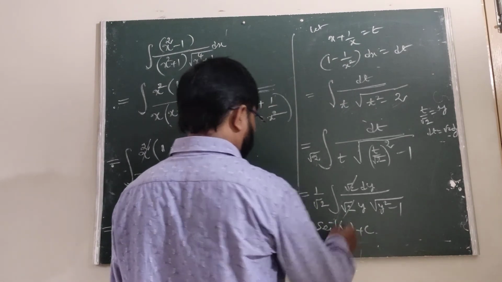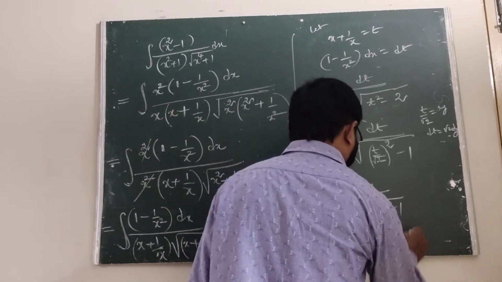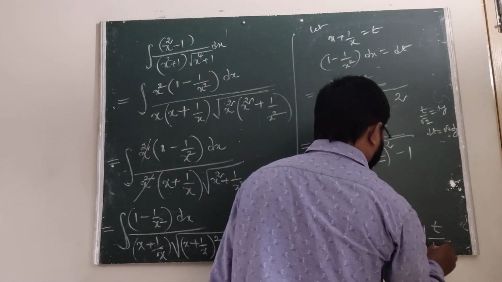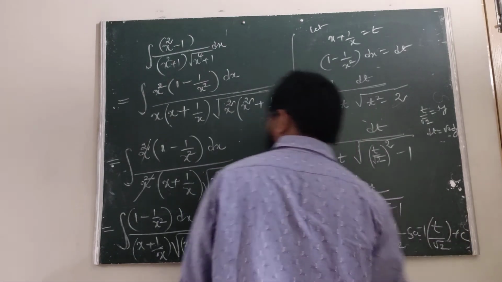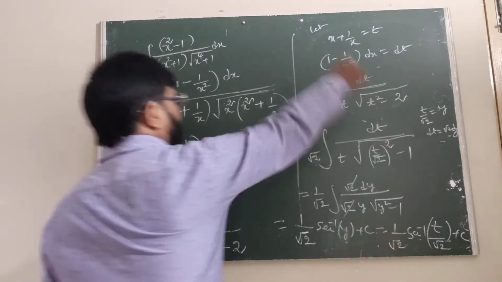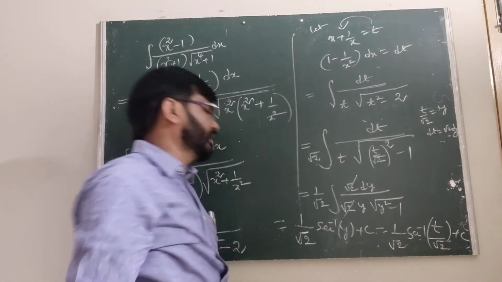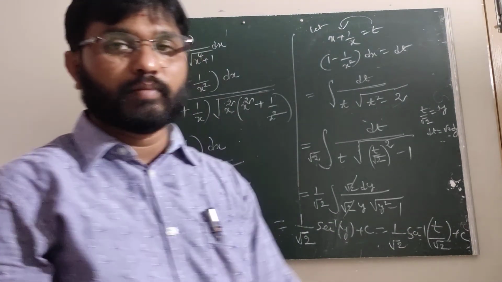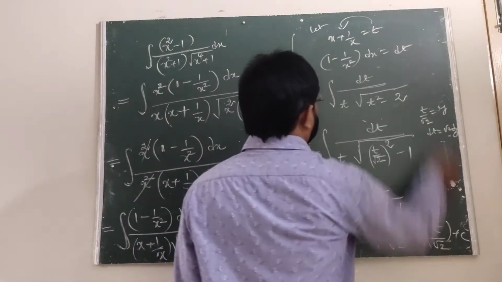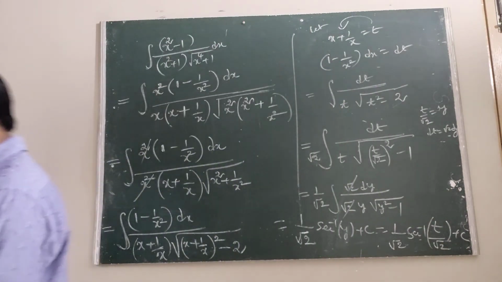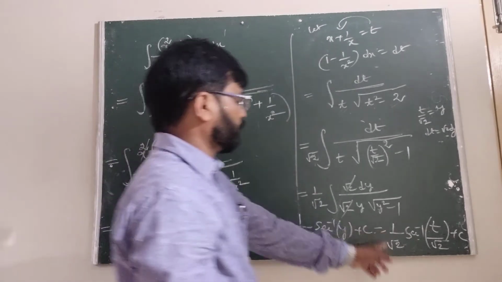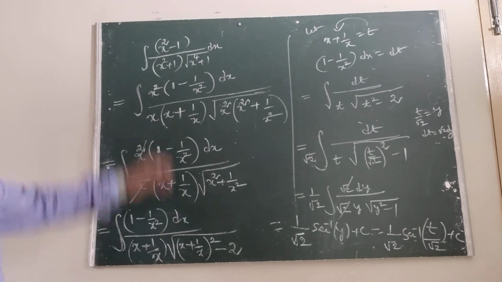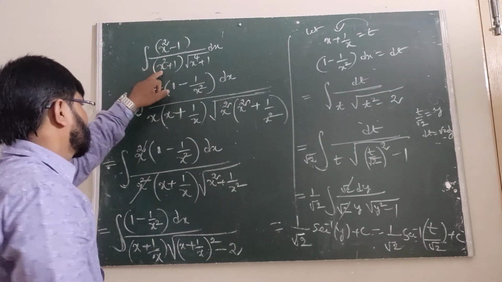What is y? y is t by root 2. So we get 1 by root 2 secant inverse of t by root 2, where t is x plus 1 by x. You can write x plus 1 by x upon root 2. This is the formula: 1 by root 2 secant inverse of (x plus 1 by x) by root 2. How to solve this one? First of all, we have to take x as the common factor.